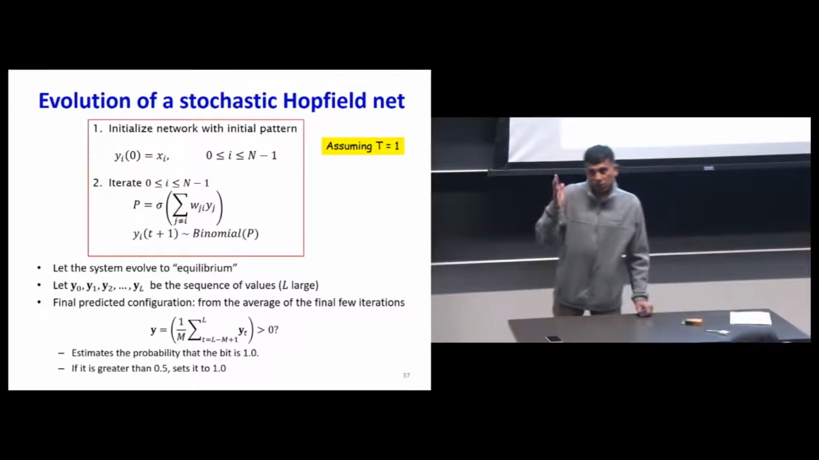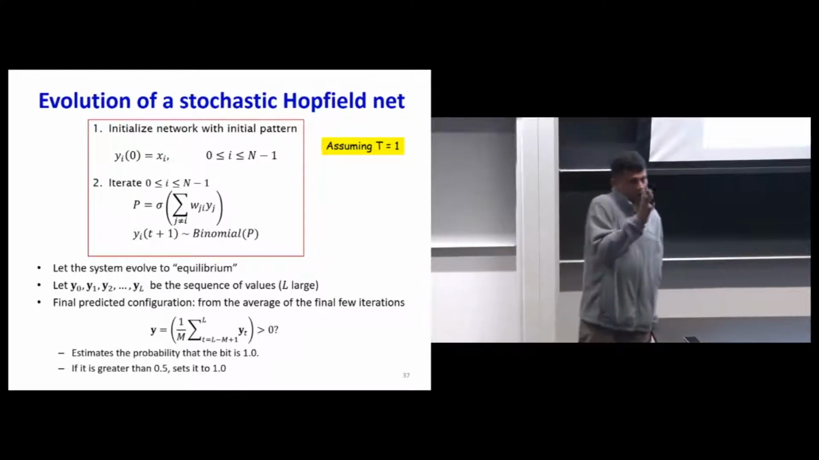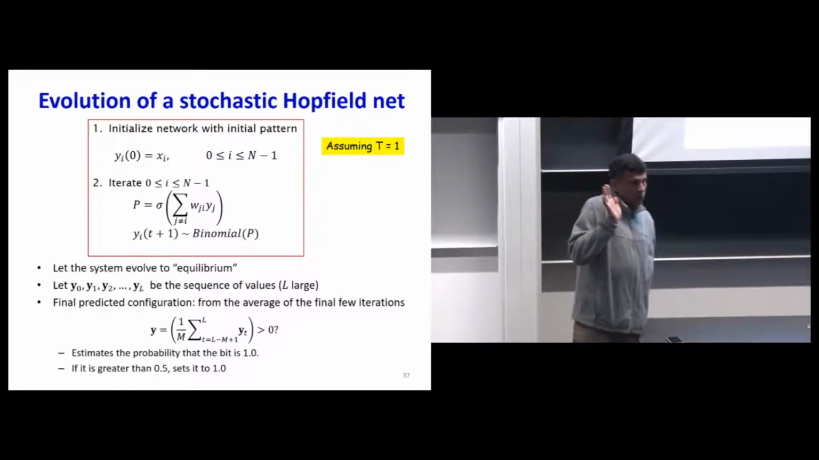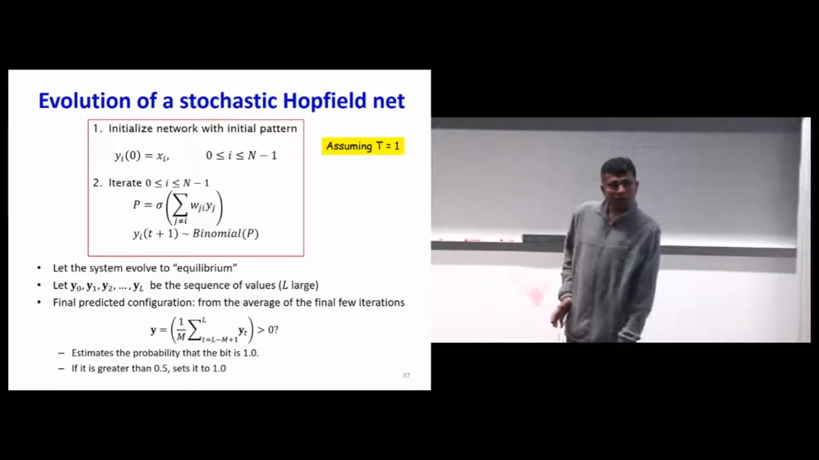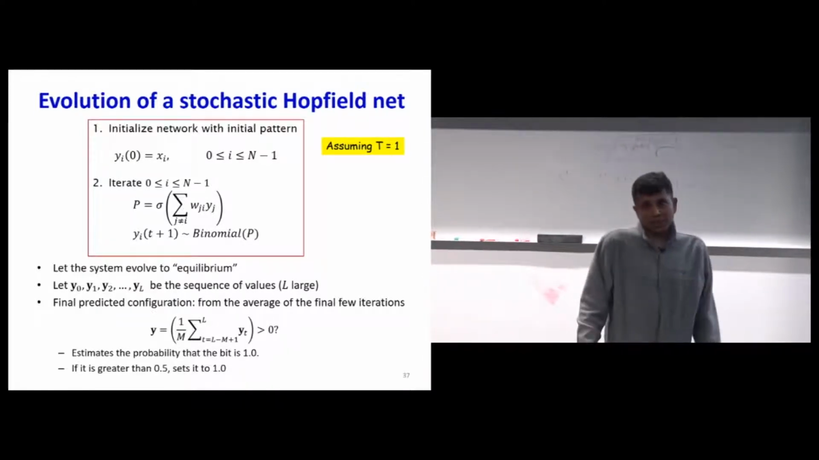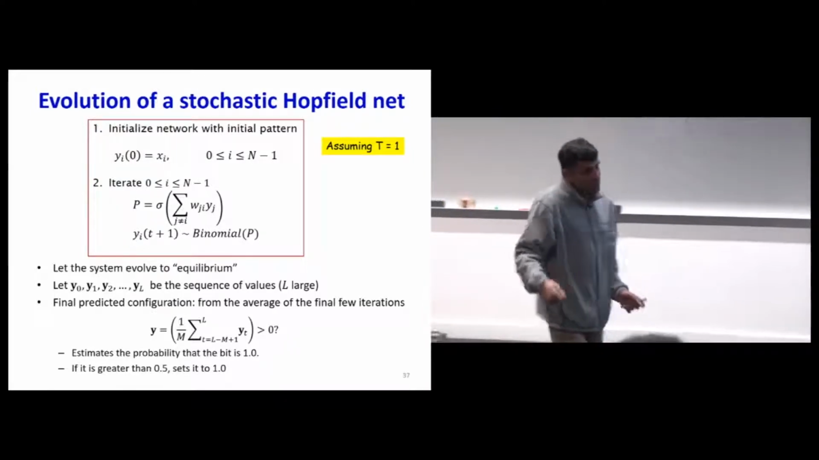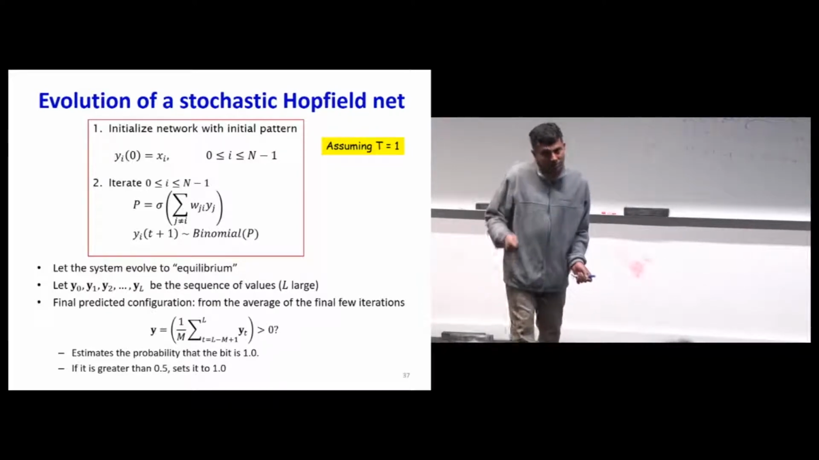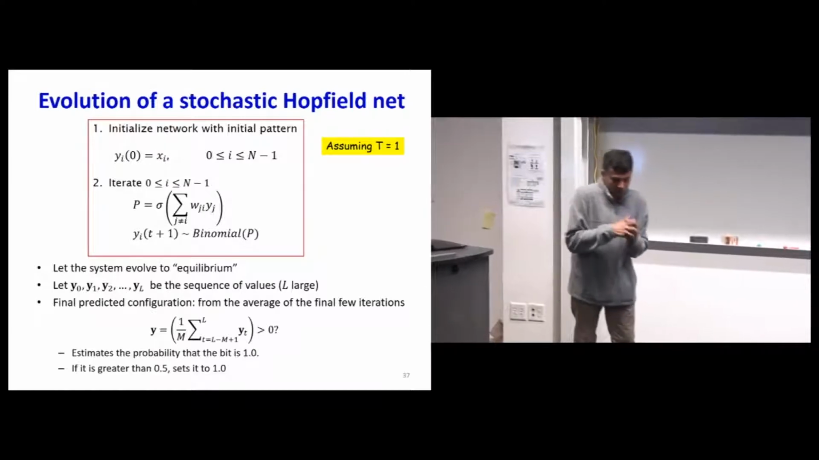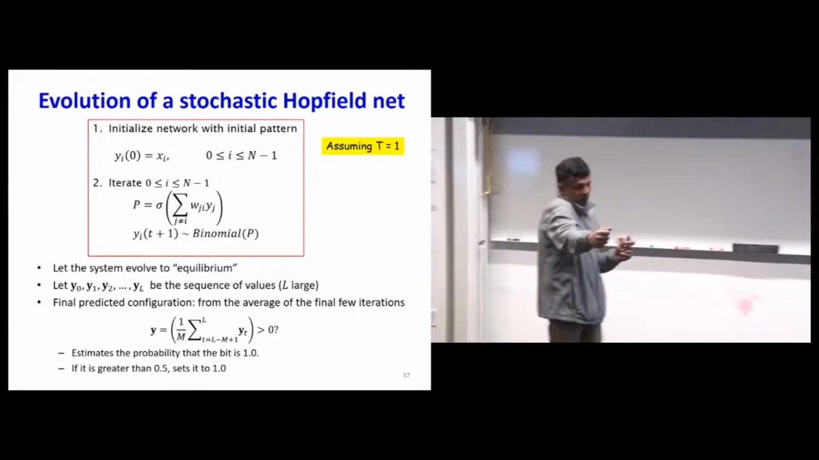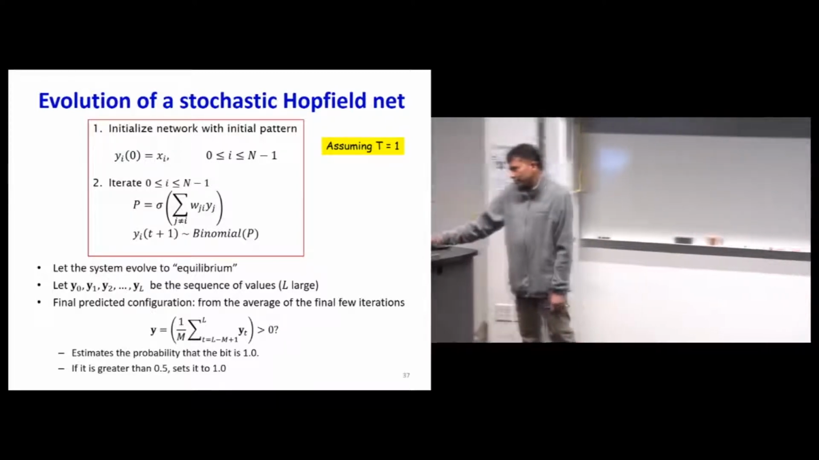And so after L evolutions, you're going to find L different configurations for the system. And you just average these L configurations and take the sign of the average, and that's going to give you the final stable state of the system. That would be the recalled memory. So you're taking the expected state of the system rather than the actual observed state of the system, and the expectation is obtained by letting the system evolve for a bit and then taking the average, right?